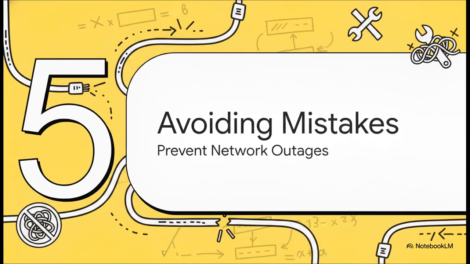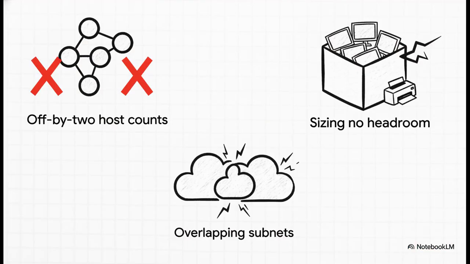Which brings us to Section 5. Avoiding mistakes in preventing network outages. You definitely want to watch out for these exact pitfalls. Number 1 is the off by 2 error. Always remember to subtract the network address and the broadcast address from your total host count to get your actual usable hosts. Another huge one is sizing with no headroom.